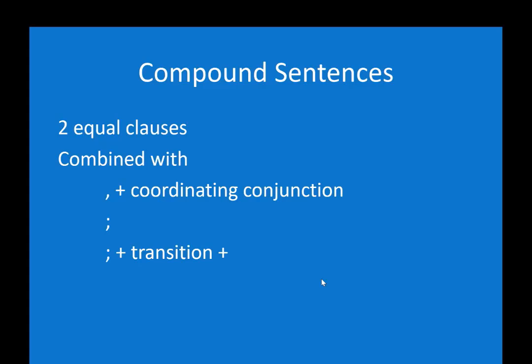At least the author has said that. Another way you can think about it, and we'll talk about it a little bit later in the video, is that it is two main clauses. One is not more important than the other. They're both equal. That's what I mean by equal clauses. There's not one important one and one less important one. They're both equal. To make a compound sentence, you need a couple things.